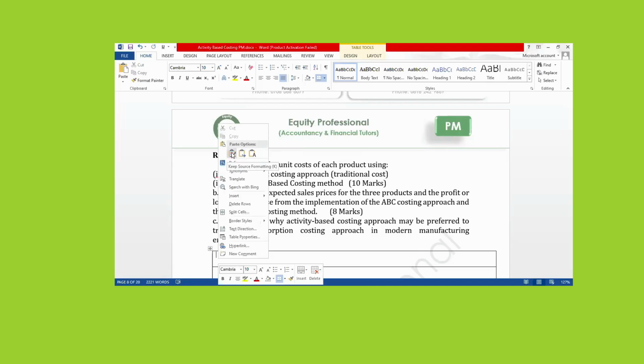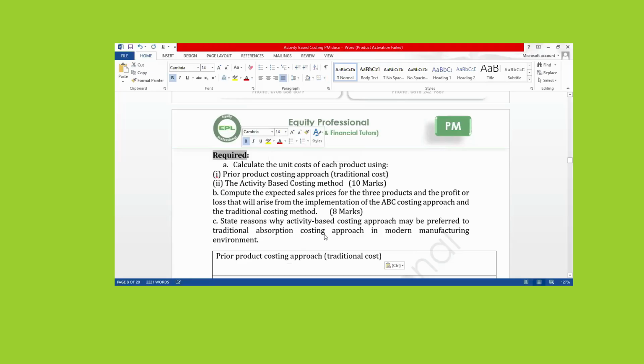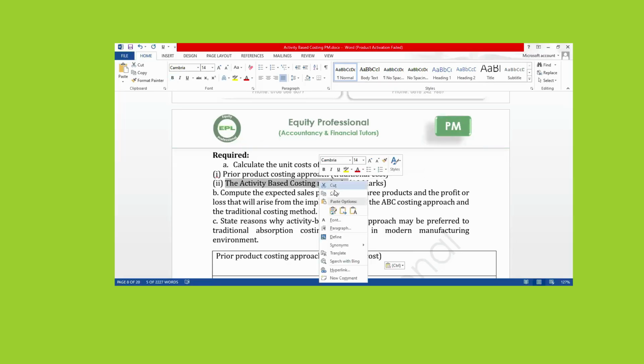Trying to copy this. All right. Base cost. So let's set the 2 down.